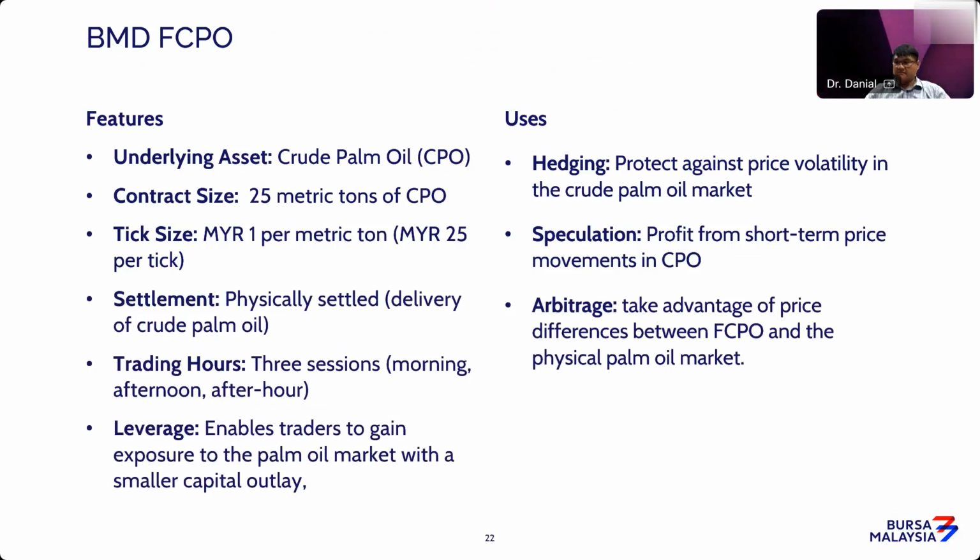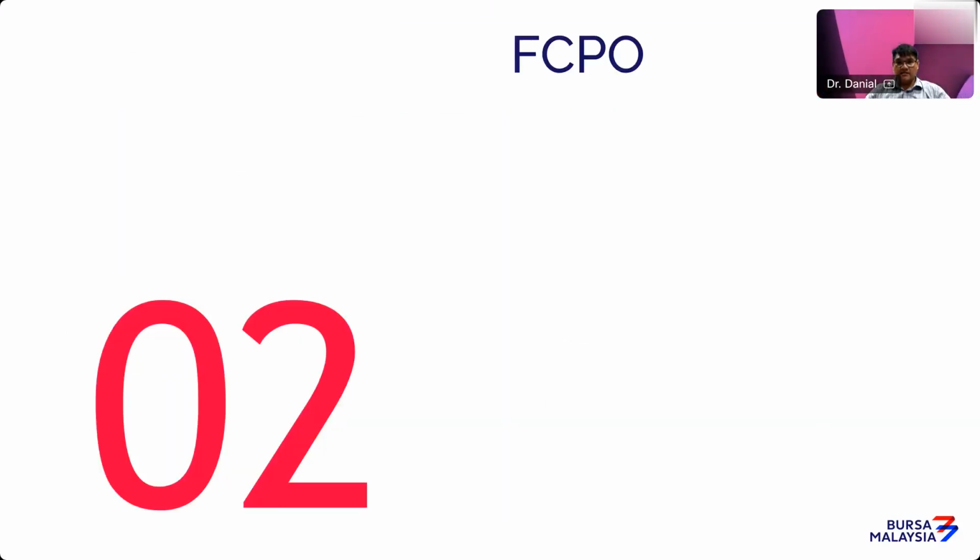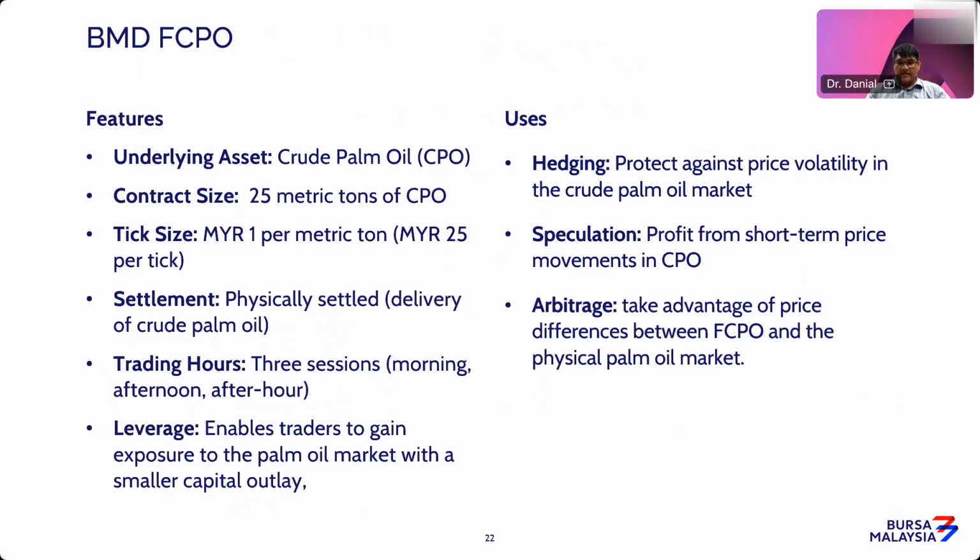I still have 15 minutes. Now FCPO. Just for a glance, everyone knows the contract size is 25 metric tons, every 1 ringgit movement equals 25 ringgit per tick, physically settled. So that's why you need to liquidate your position when your brokers ask you to do so.